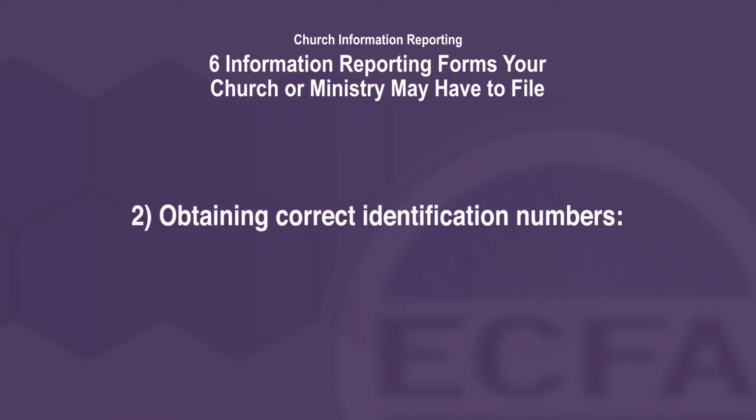Number 2, obtaining correct identification numbers. It all starts with obtaining correct identification numbers. Employers required to file information returns with the IRS must obtain the correct Taxpayer Identification Number, TIN, to report the transactions. Form W-9, Request for Taxpayer ID Number and Certification, is used to furnish the correct TIN to the church.